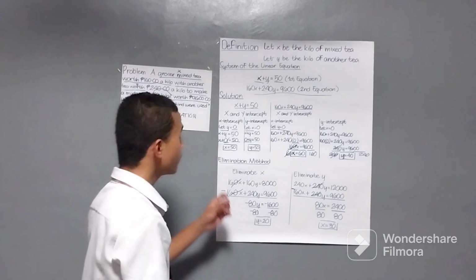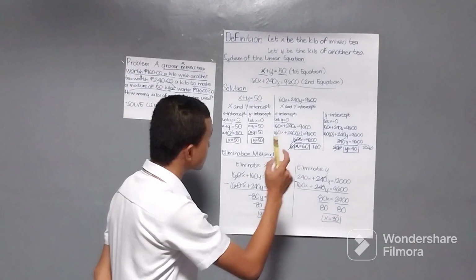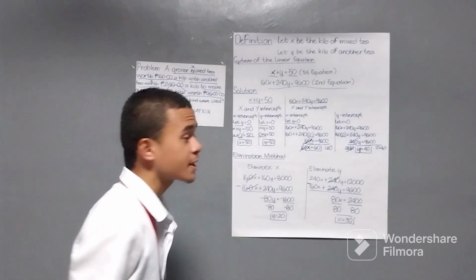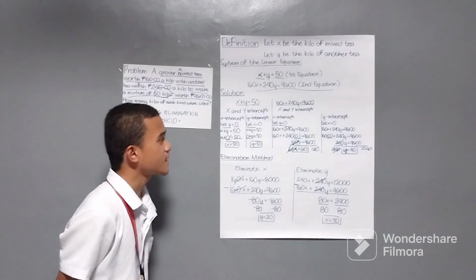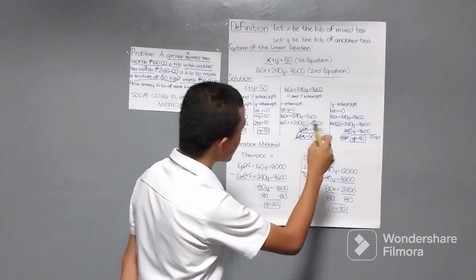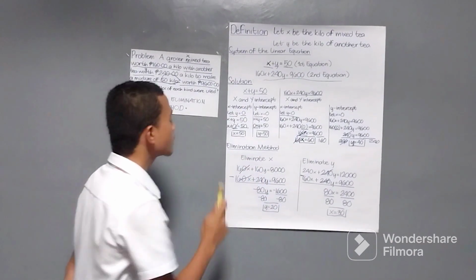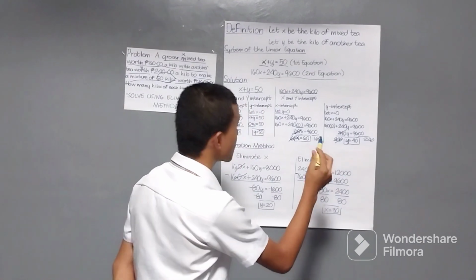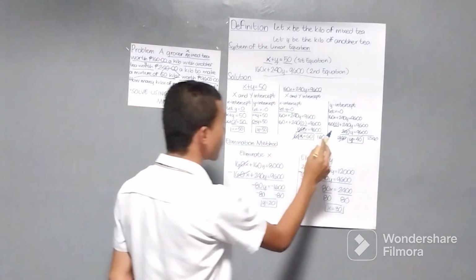Now for the y-intercept, it's also the same. We're going to let x be 0. So copy the second equation, 160x plus 240y equals 9,600. So 160 times 0 plus 240y equals 9,600. So 240y equals 9,600. Again, this is not yet a final answer.